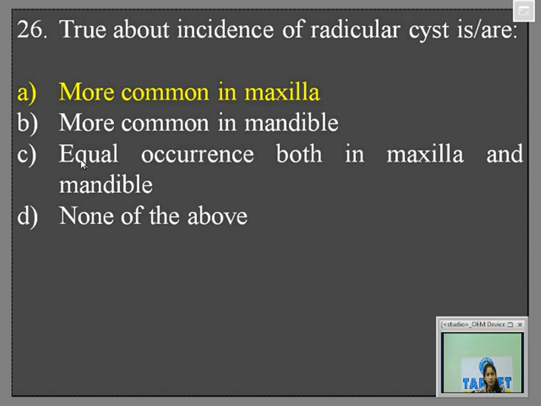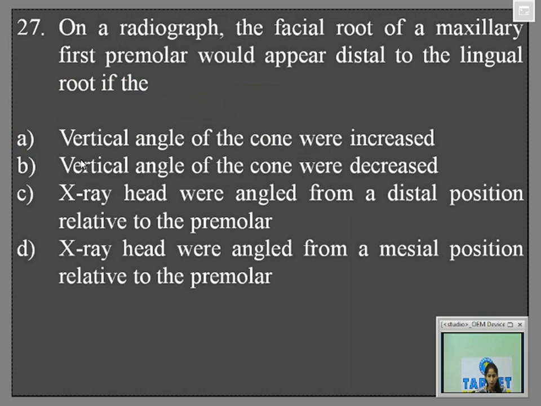What is the occurrence rate of radicular cyst in periapical pathologies? The occurrence rate of radicular cyst in any periapical pathology is 6 to 55%. That you should also know. 6 to 55% is the occurrence rate of these radicular cysts in periapical pathology. We go on to the next question.